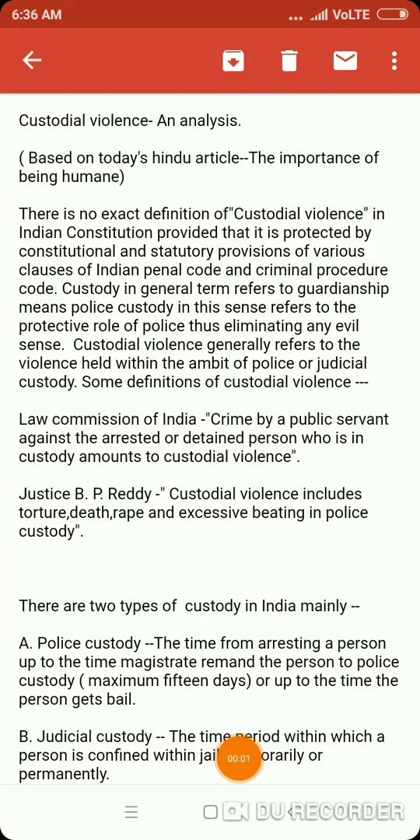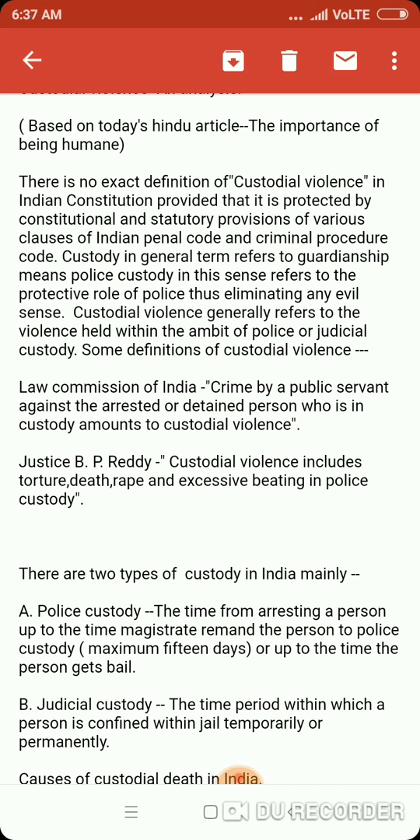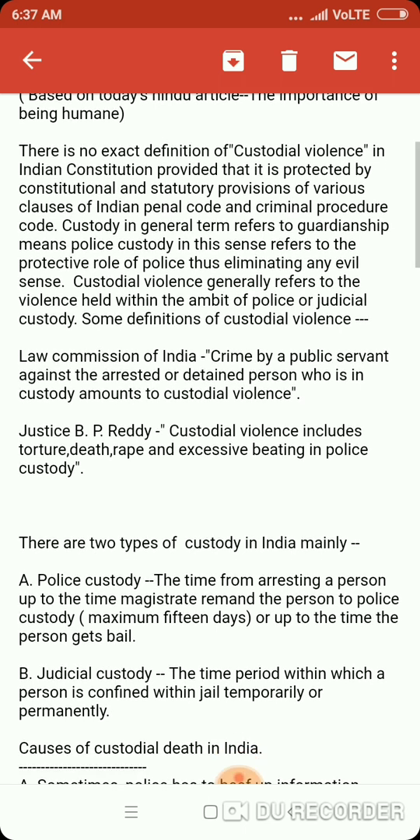The next question was: narrate the existing legal framework to deal with custodial violence in India. If you want to find a whole copy of the entire note which I wrote yesterday, go to our Facebook page or our website, learnwithmaster.com. There you will find the whole note. Here I am just trying to narrate the existing legal framework in India to deal with custodial violence.